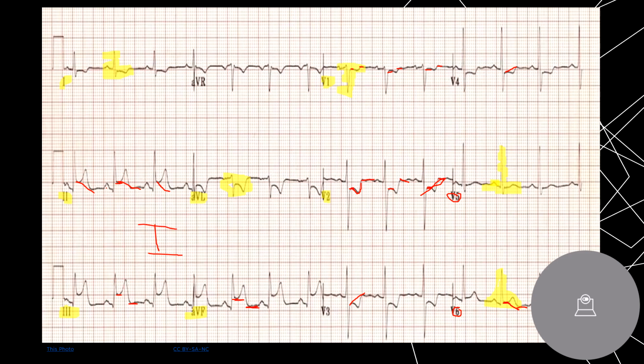So here this is one of those cases where you would have to do a V4R to see if you have right ventricular involvement, which is going to dictate if that patient is preload dependent. Okay, if they are preload dependent, you cannot give them nitroglycerin. Absolutely contraindicated.